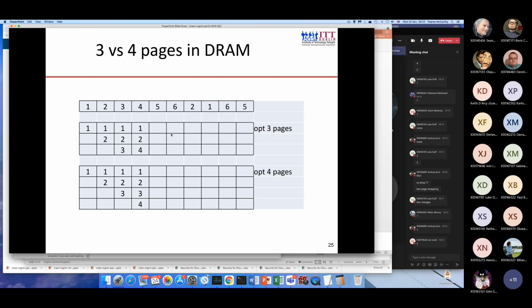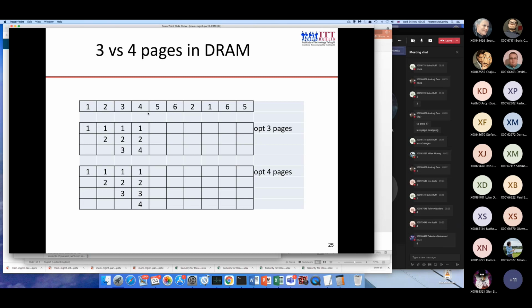Okay. Do it again. Optimal. Bring in 5. What do you reckon? I've got 1, 2, and 4. Which one do I get rid of? You're obsessed with 1, Luke, but I think you're thinking of FIFO. It's optimal, right? So I'm bringing in 5. Which one don't I need in the future? Well, I need 2. I need 1. I don't see 4 there at all. So I'm going to get rid of 4. So it's going to be 1, 2, 5.